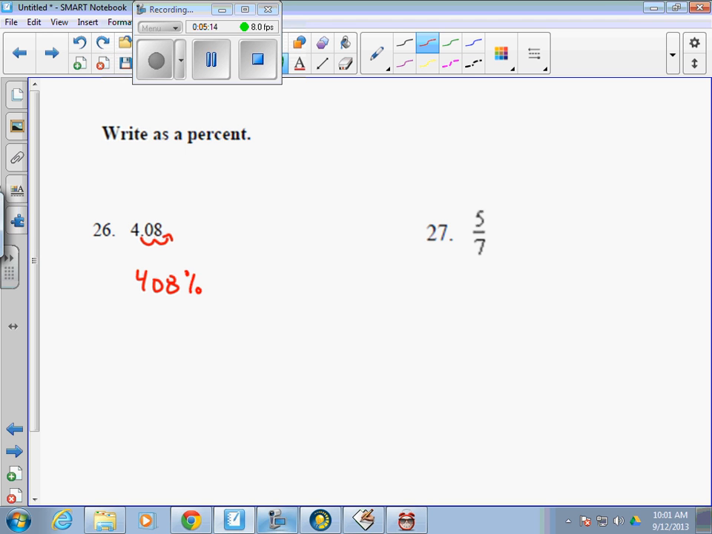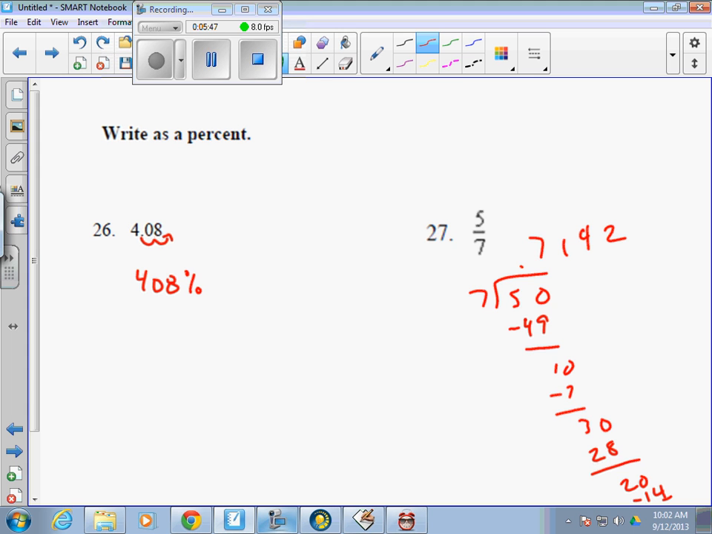Written as a decimal, 5/7 means 5 divided by 7, just like we did a little while ago. It goes into 50 7 times, minus 49, you get 1. Bring down a 0, it goes into 10 1 time, minus 7, you get 3. It'll keep going like that. It goes into 30 4 times, you get 28. Then it becomes 20. It goes into that one 2 times, 14. It's going to keep going. This is as far as we need to go for right now, 0.7142.